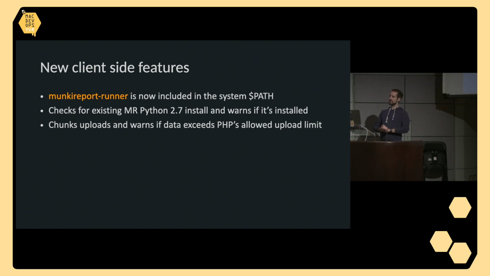MunkiReport Runner is now included in the system path, so you no longer need to type in /usr/local/munkireport/munkireport-runner every single time you want to run it manually. It'll now check for and warn if MunkiReport's Python 2.7 is installed. There's also a really cool little flag with MunkiReport Runner that you can use, and it will automatically remove the 2.7 install. And that last one, where it will chunk the uploads, this is great.